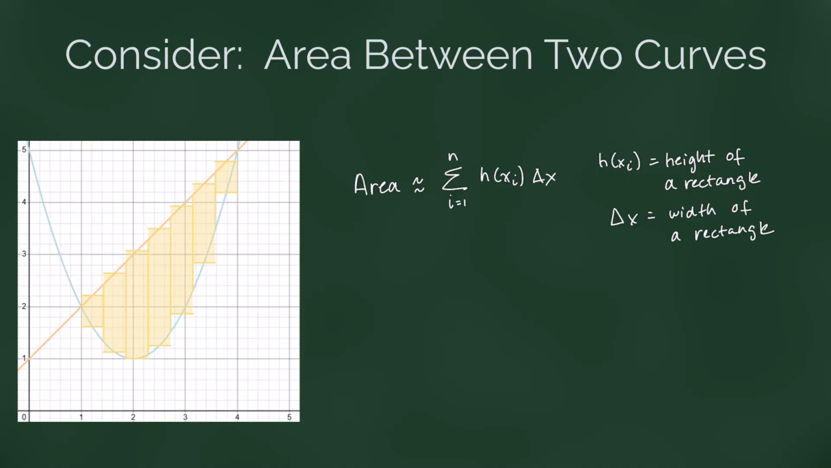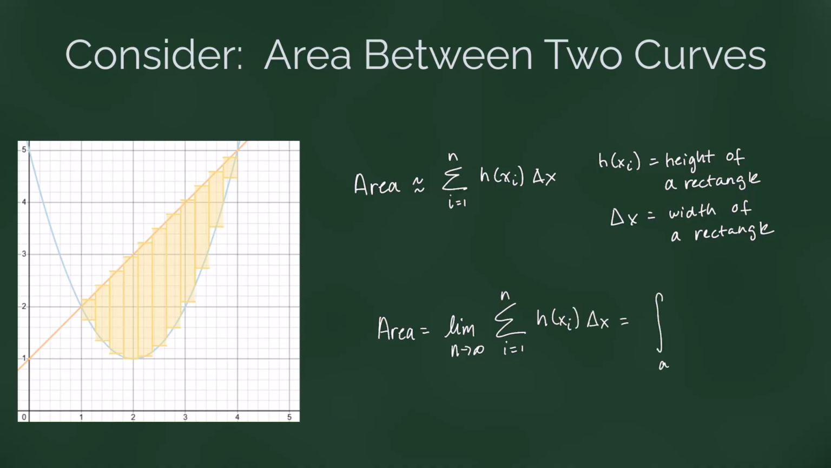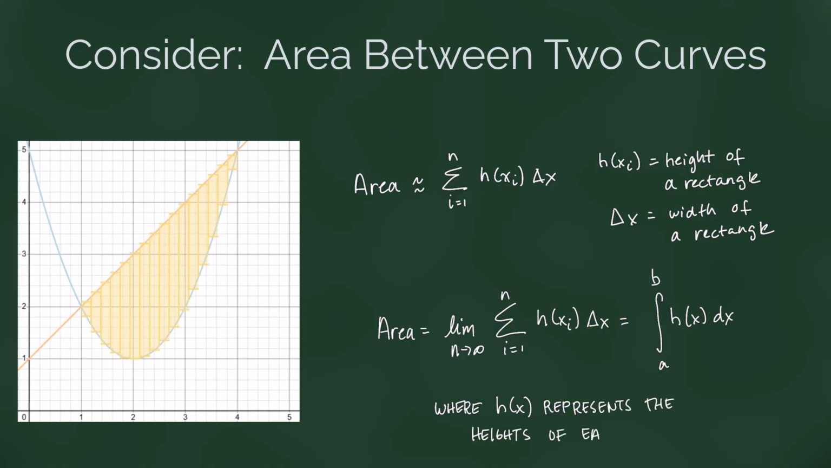Now, if we let the number of rectangles increase, effectively letting n go to infinity, we see that the exact area is going to be the limit as n goes to infinity of that sum. That limit is exactly the integral from a to b of h of x dx, where h of x is a function that represents the height of any given rectangle.